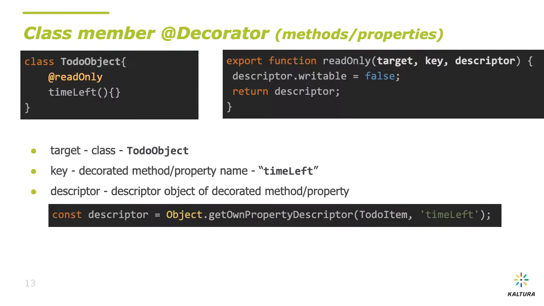The decorator accepts target, basically our to-do object, key, the name of the property that we decorate, a string, and the descriptor, the same we would get with getOwnPropertyDescriptor, passing the object and the name of the property or the method in our case.